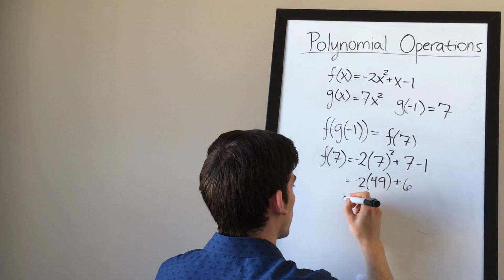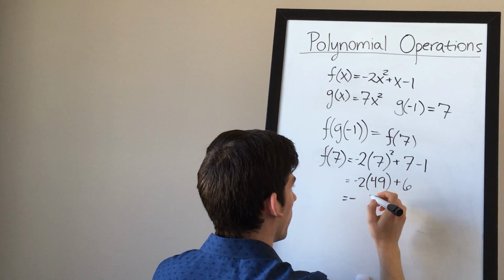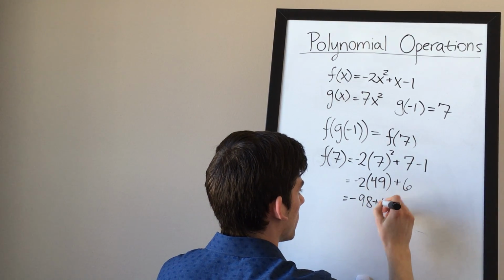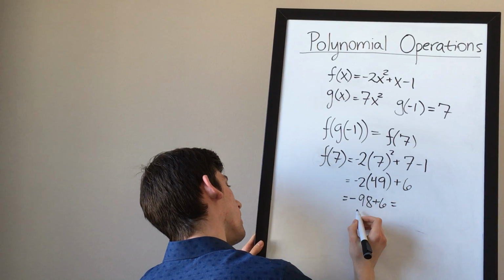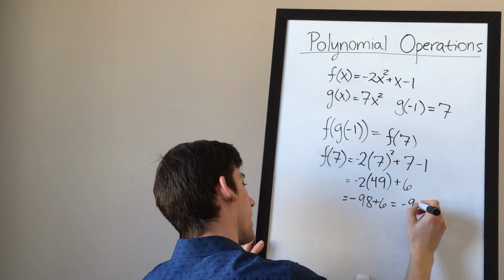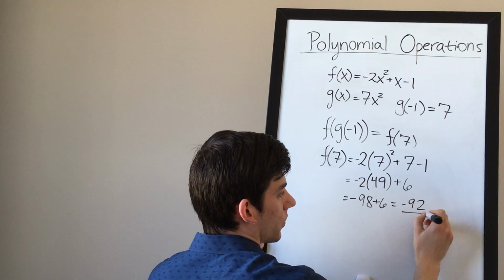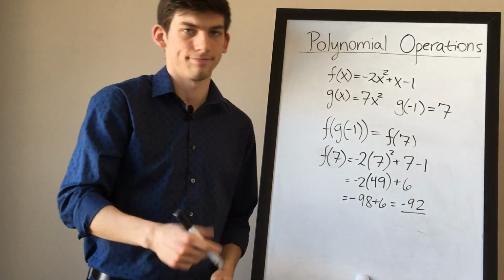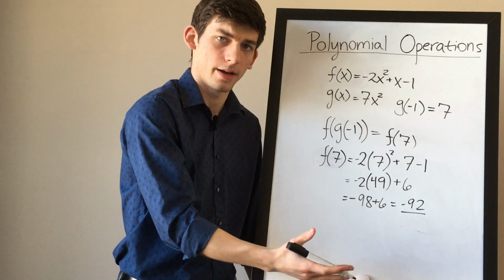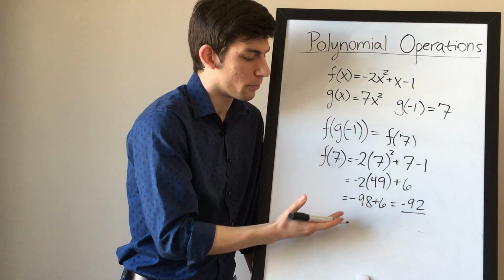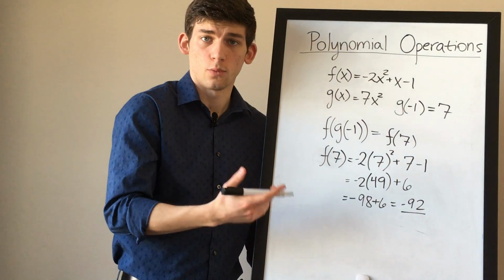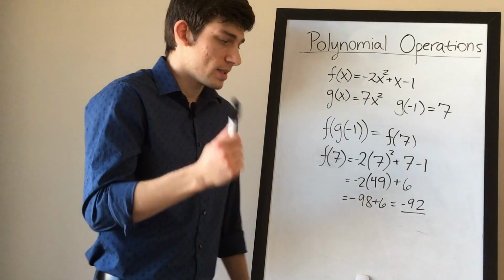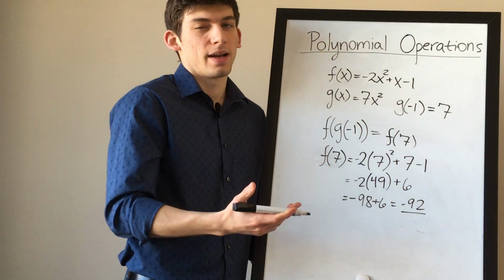-2 times 49, so let's simplify that. That would be -98 plus 6, which is equal to -92. You probably wouldn't have to do numbers like 49 on a non-calculator part, but you get the point. You understand that the procedure is the exact same as we did with the x's, just plug some numbers in.